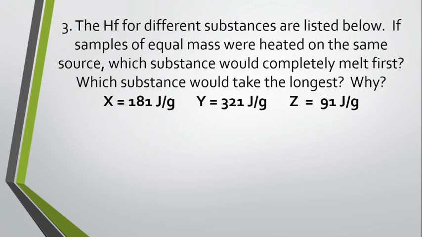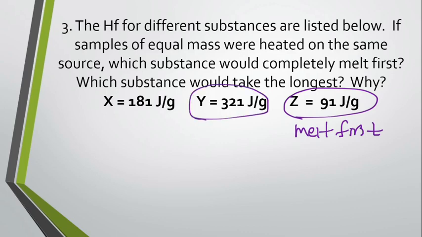So we have to think about this H value as how much energy is required to cause it to change. So the bigger this number is, the more energy I need before it changes. So the thing that would melt first is going to be the thing that has the lowest energy barrier. I mean, the lowest number. So Z is going to melt first, and then it asks which one would take the longest. The longest is going to have the biggest energy barrier, and so this one is going to take the longest.